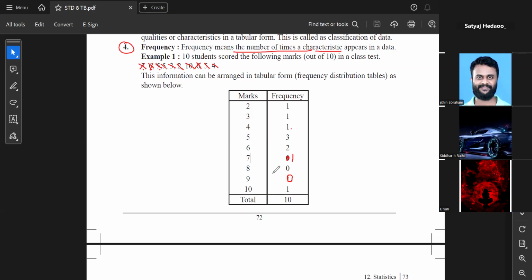Rest all the scores have been completed. 8 score नहीं हुआ है, 9 score नहीं हुआ है. 6 has been scored twice, 5, 4, 3, 2. Okay, बाकी सब तो बराबर ही लग रहा है.